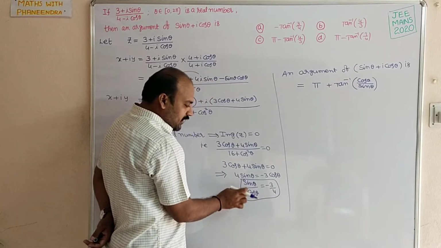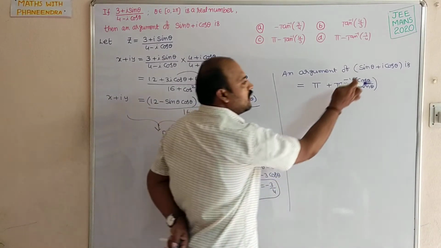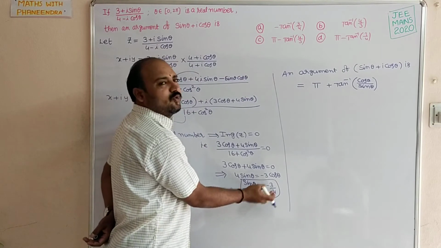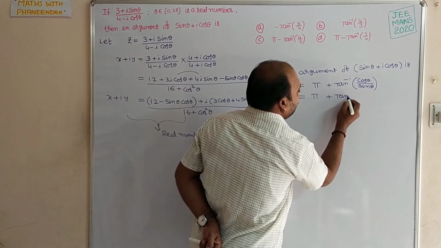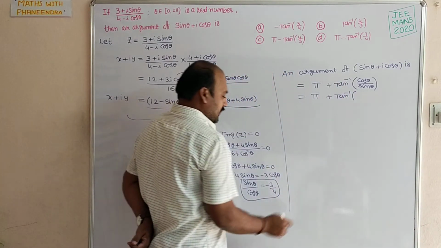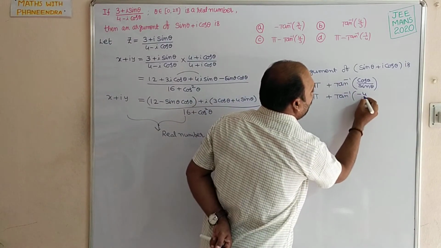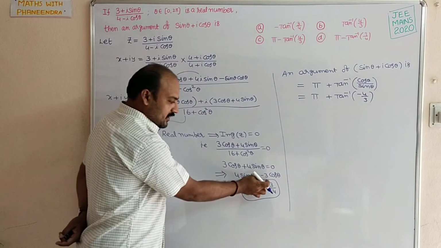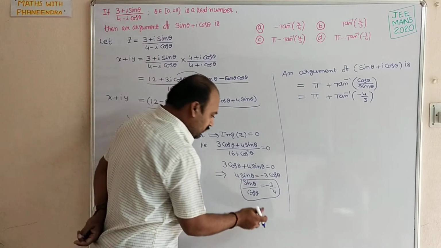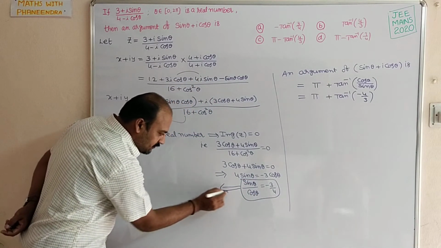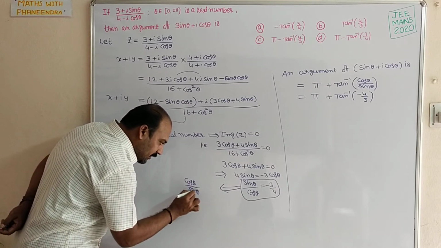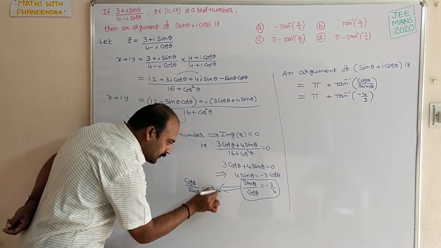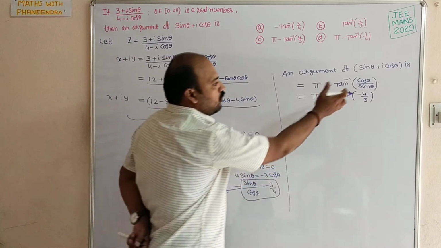So here sin theta by cos theta is minus 3 by 4. Cos theta by sin theta value is minus 4 by 3. So pi plus tan inverse of cos theta by sin theta. The reciprocal means minus 4 by 3 will come. Here sin theta by cos theta is minus 3 by 4, so the reciprocal value cos theta by sin theta is minus 4 by 3. So this value we are going to substitute here.